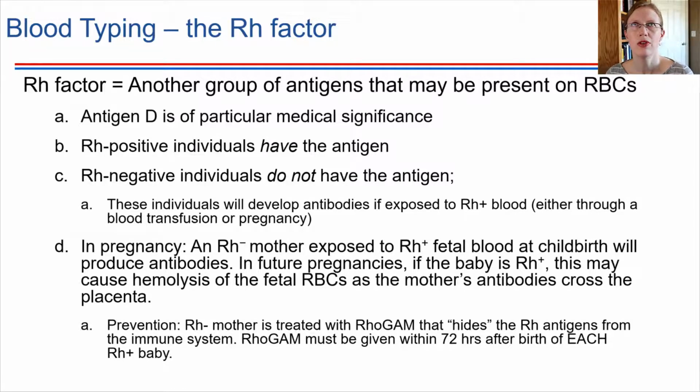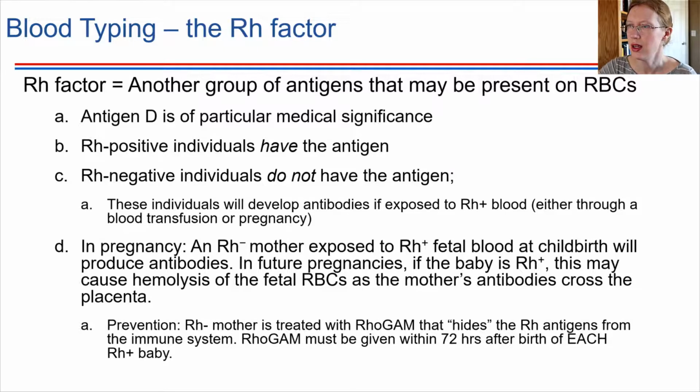So if the mom, the female, has blood type Rh minus, so if they are a negative blood type, A negative, B negative, AB negative, O negative, whatever, if they are negative for the Rh factor, then that's saying that the mom's blood does not have that antigen present. If her baby does have the Rh factor, so if the dad was blood type positive, then the baby could be blood type positive.